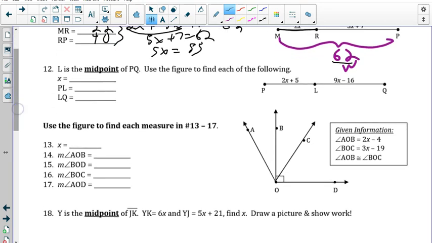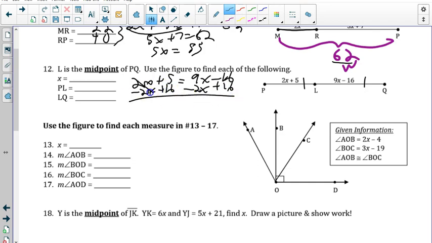L is the midpoint. Important. Midpoint means that is equal to that. So all we say is 2x plus 5 equals 9x minus 16. I like to keep my x's positive, so I'm going to subtract 2x. At the same time, because there's limited space, I'm going to move the 16 over to the left. Those cancel, those cancel. I end up with 21, and here I end up with 7x. If I divide by 7, I get x is 3.